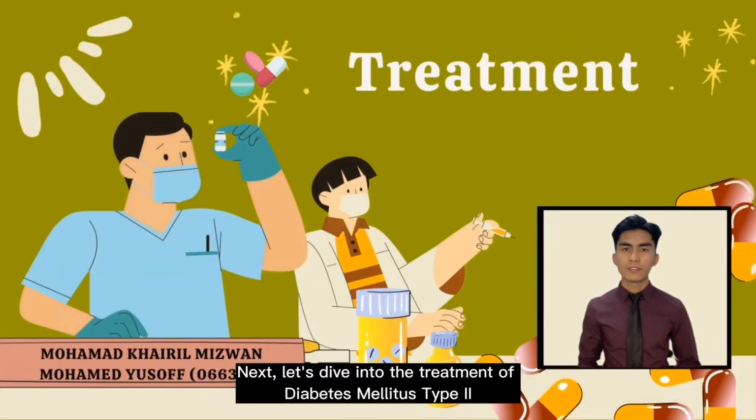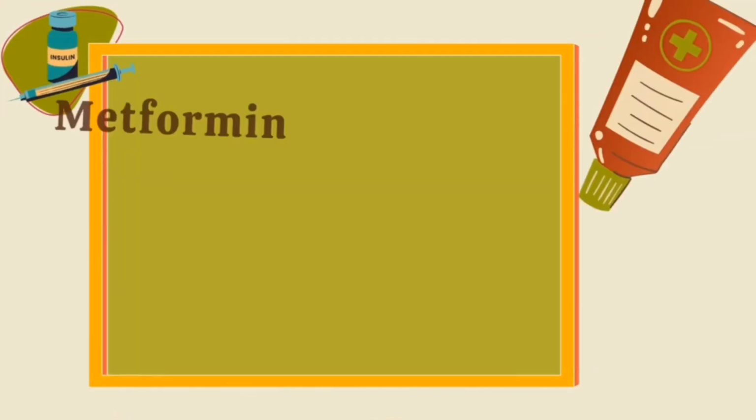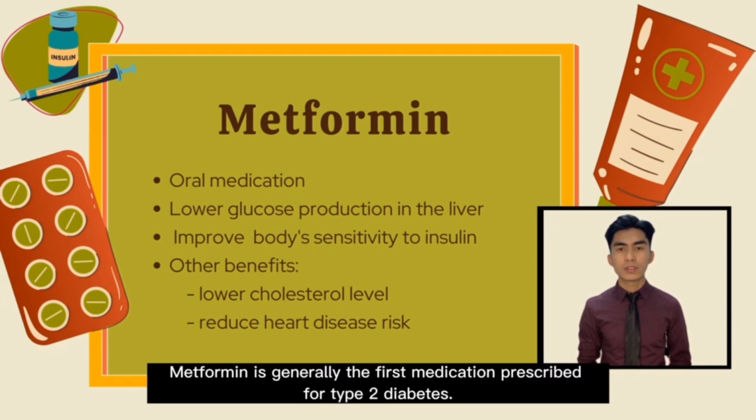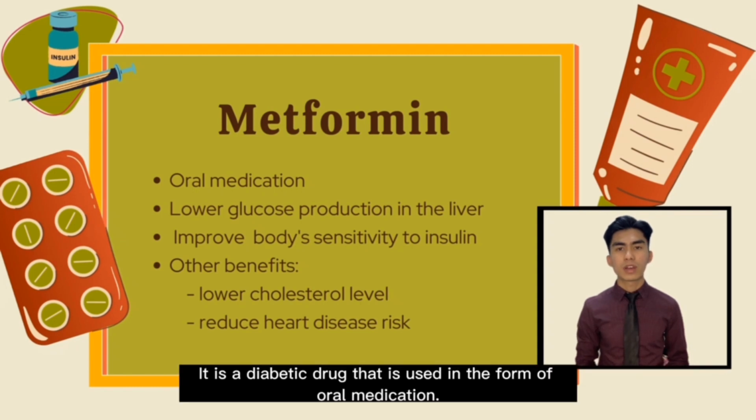Next, let's dive into the treatment of diabetes mellitus type 2. The first one is metformin. Metformin is generally the first medication prescribed for type 2 diabetes. It is a diabetic drug that is used in the form of oral medication.